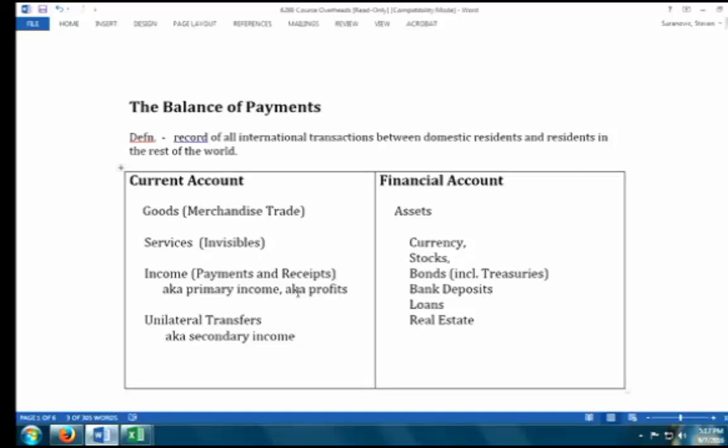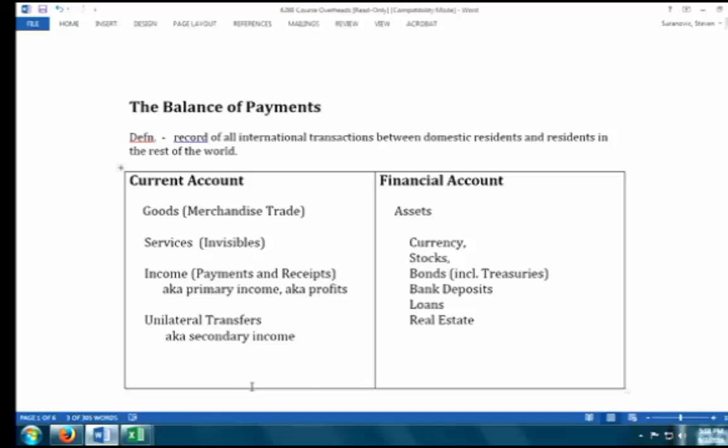Now, the fourth category is called unilateral transfers, or at least it used to be called unilateral transfers, also known today as secondary income. Now, unilateral transfers comprise two important categories, perhaps. One is remittances. So if an individual is working in a particular country and sends money home to their family on a regular basis, which happens quite often and in quite substantial volumes, we refer to those as remittances.